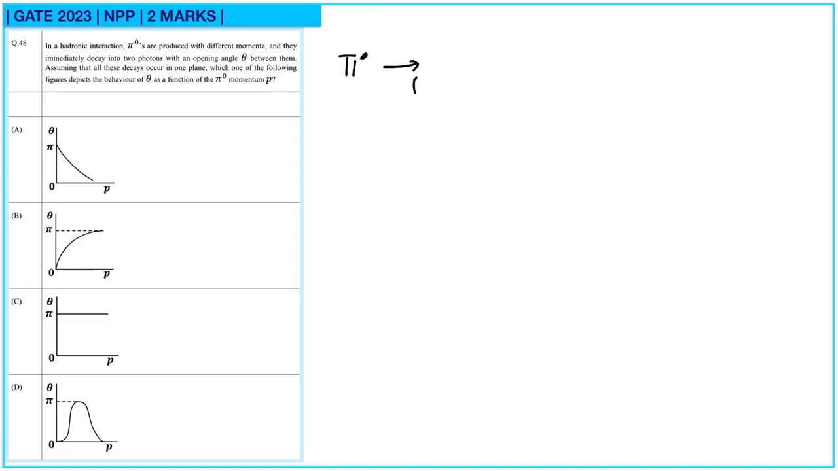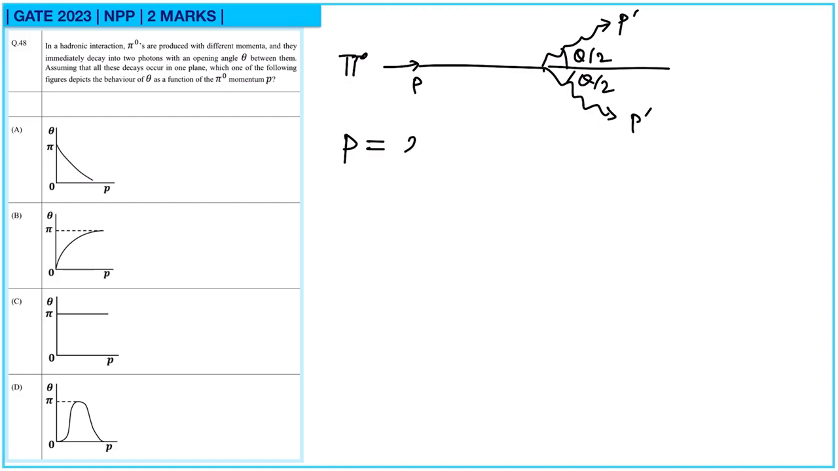So consider its momentum is p and then it is going to decay into two parts. And this opening angle is theta, so this will be theta by 2 and this will be theta by 2. Let their momenta be p dash and p dash. Now for conservation of momentum, we can resolve this p dash into two components. This will be the cos component. So initial momentum p will be equal to final momentum, so that will be 2p dash cos of theta by 2.